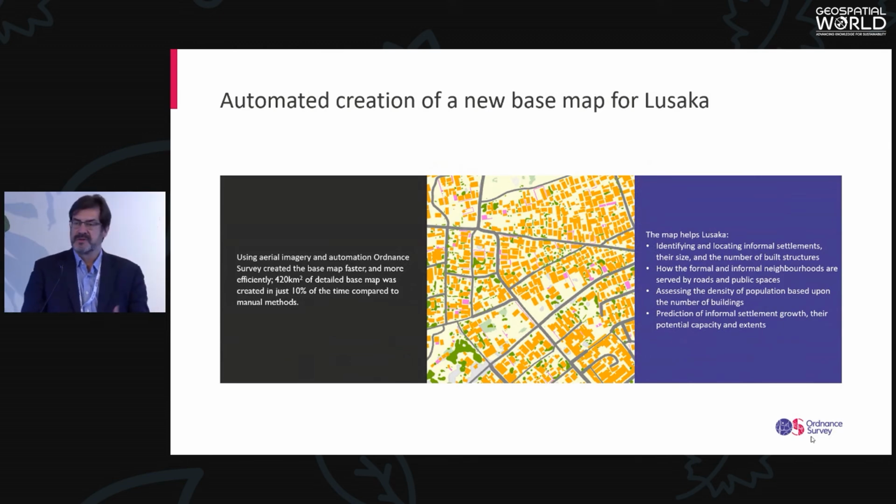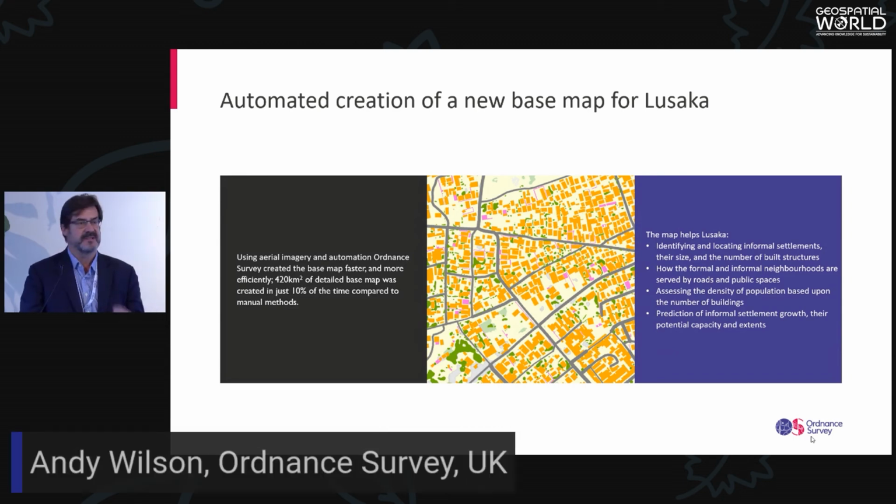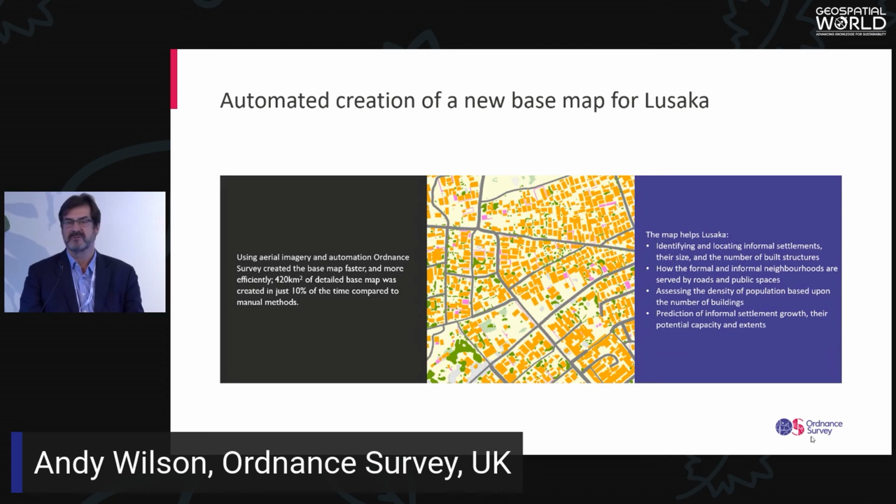So, the challenge that Ordnance Survey was faced with is, how do we create a new map of Lusaka? How do we create that detailed map showing every single building and starting to bring much more granular geography to the city to help them understand this challenge? So in essence, we took 420 square kilometres of 20 centimetre ortho-rectified imagery, which was kindly supplied by the Ministry of Lands and Natural Resources.